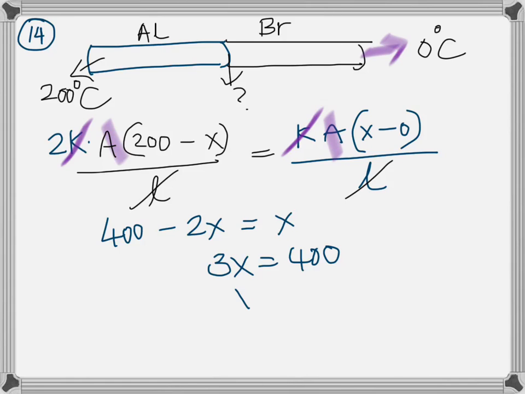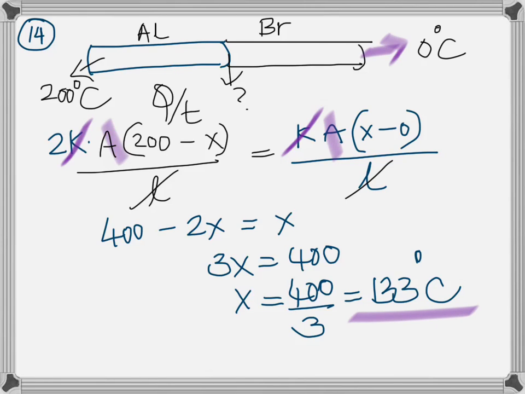200 minus X. And the second one is X minus 0. Easy. And you get 400 by 3, of course, 133 degree Celsius. Yeah, now I'm writing Q by T for aluminum is equal to Q by T for brass, just to give you that idea.